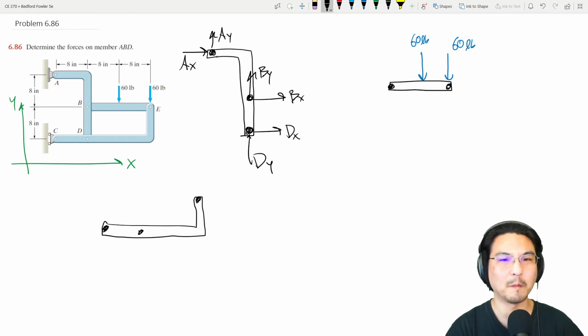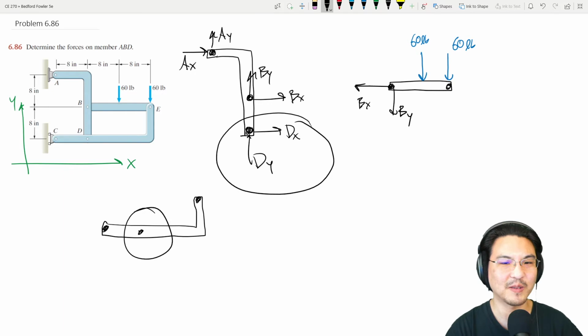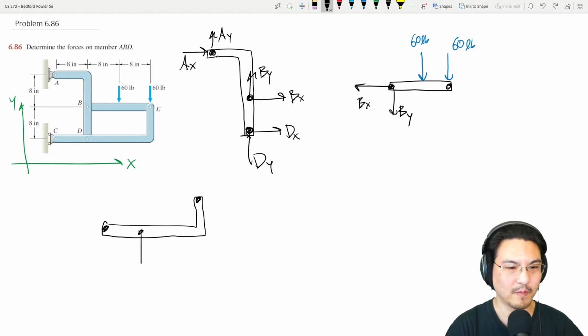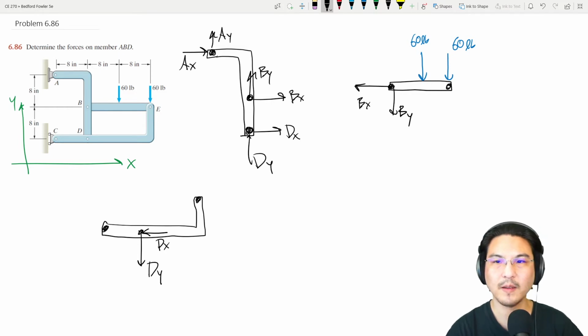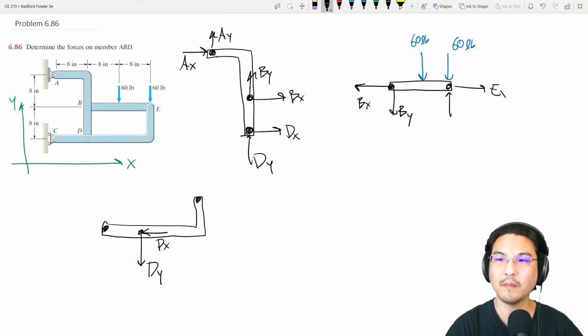All right, and then because I drew like this, here's pin B. I have to draw these equal and opposite by Newton's third law. Okay, and then same story. D is also here, so I have to draw these equal and opposite. All right, and then there's point E over here, and that is also here, so I have to draw those equal and opposite.